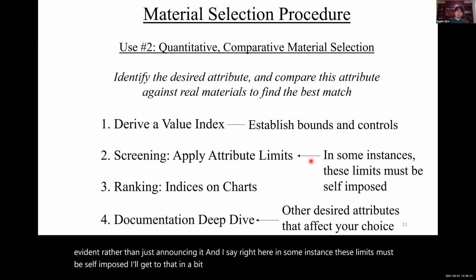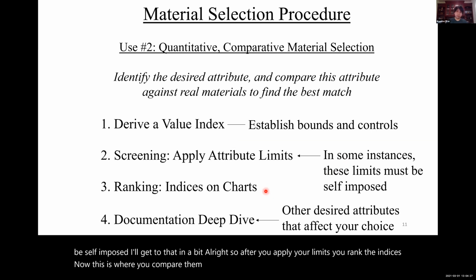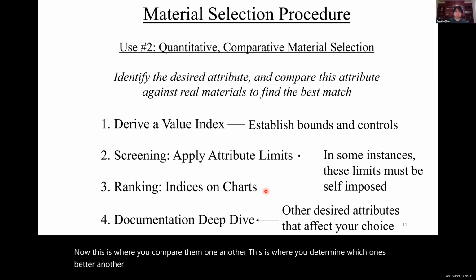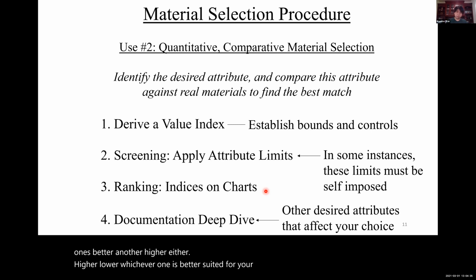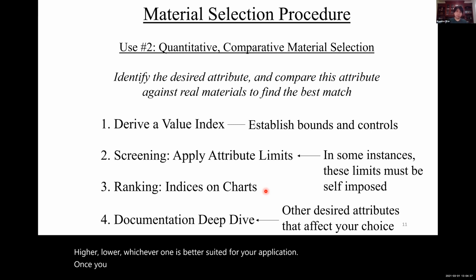So after you apply your limits, you rank the indices. Now, this is where you compare them with one another. This is where you determine which one's better than another, either higher or lower, whichever one is better suited for your application. Once you have a list, now you can choose which material matches your needs. Of course, you also need to do a documentation deep dive after that.